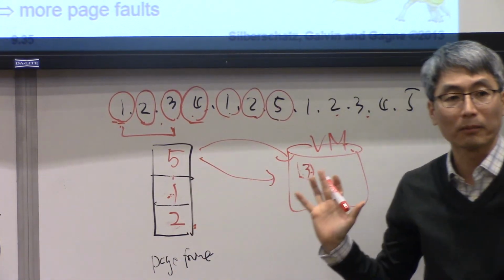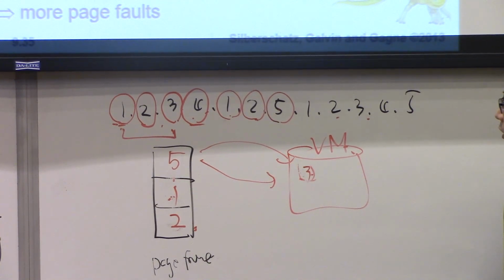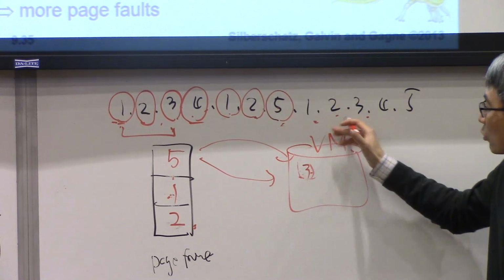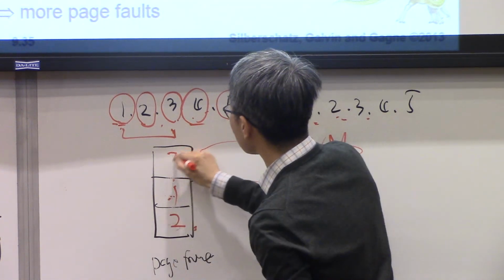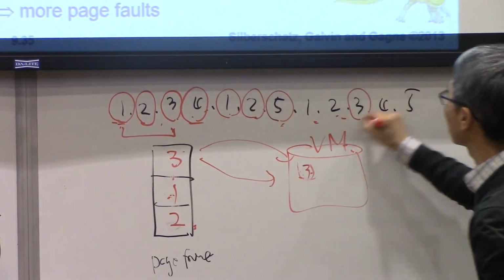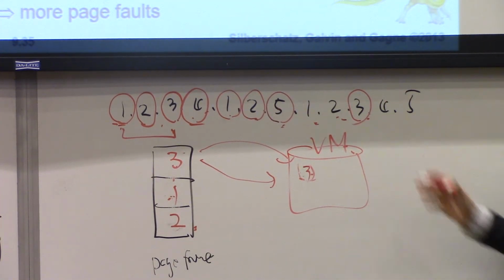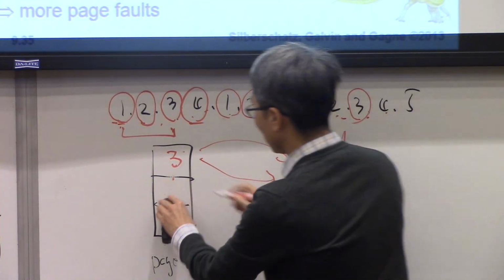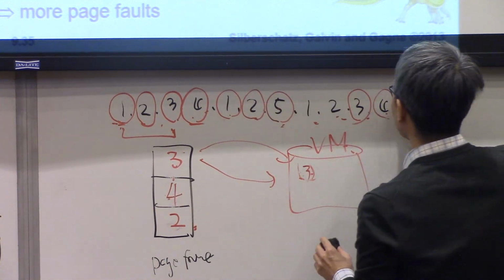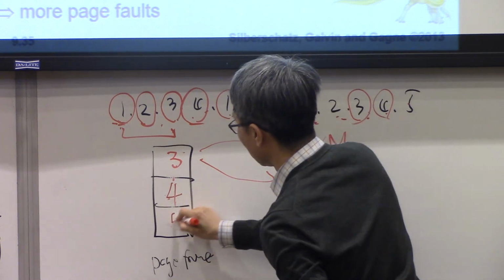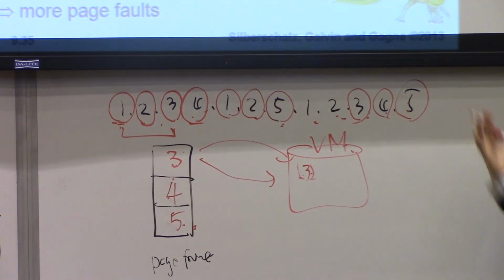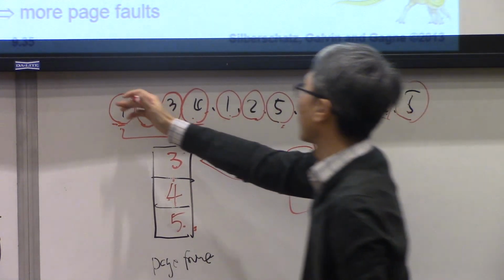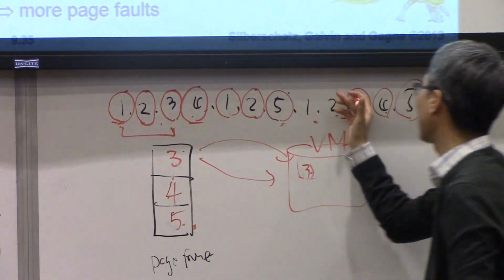You need to decide the victim page. Which one will it be? The oldest one. 5, 1, 2. So 5 is the oldest one. So 3 will be loaded, and this is a page fault. Then 4, 1, yeah, and 5, this one. So in total, how many page faults? You can just count: 1, 2, 3, 4, 5, 6, 7, 8, 9, 10.